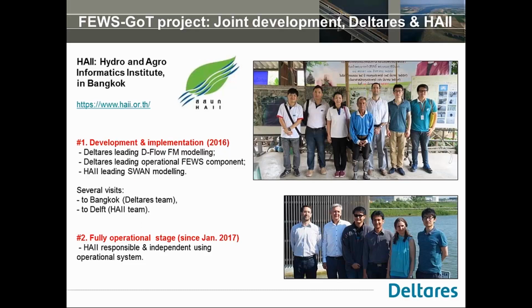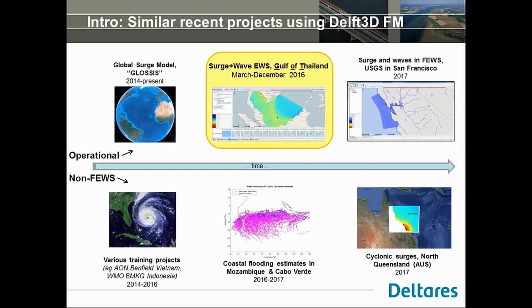So Deltares led the D-Flow FM modeling development and the FEWS component. HAII led the SWAN modeling. And today, actually since the beginning of this year, the early warning system is fully operational in Thailand, and they are autonomous in this operation.